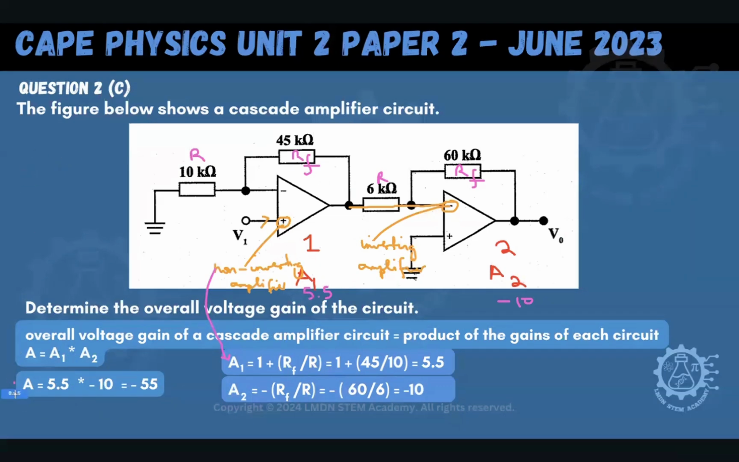This is our answer that we are locking in. Let me bring this up so you see it clear. Let me not cover my answer. This is the answer, guys, okay? Overall voltage gain. All right, so we're ready to move on.